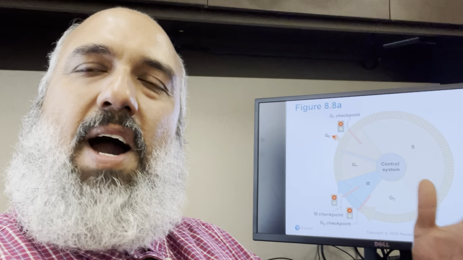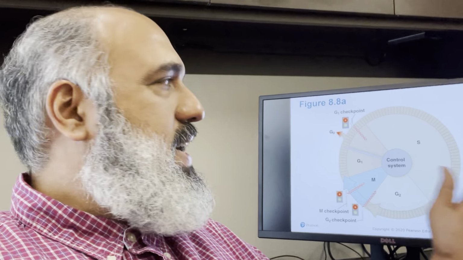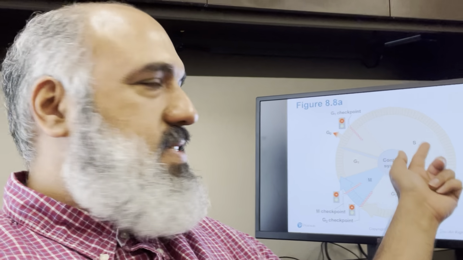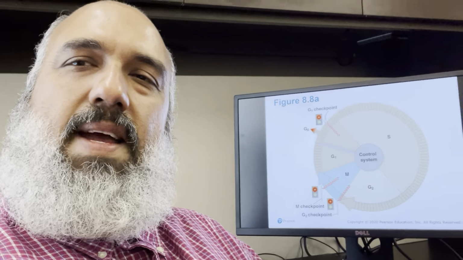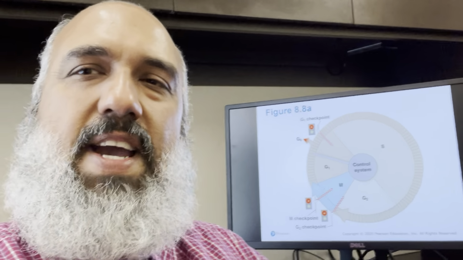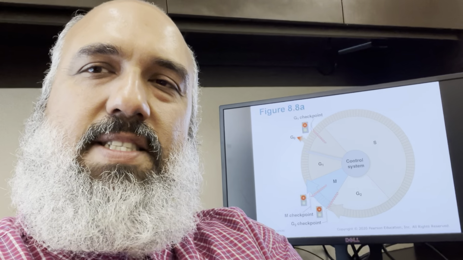So then you copy your DNA, all right? That's done through this phase here, the S phase. See, that's quite a big chunk of the cell cycle. The S phase is called the synthesis phase, where you copy your DNA in a process called DNA replication.